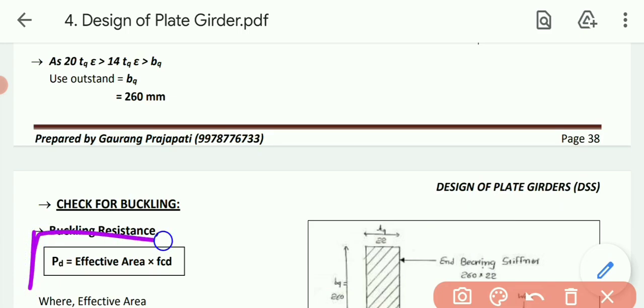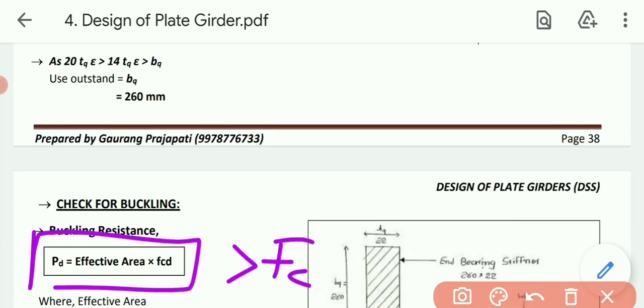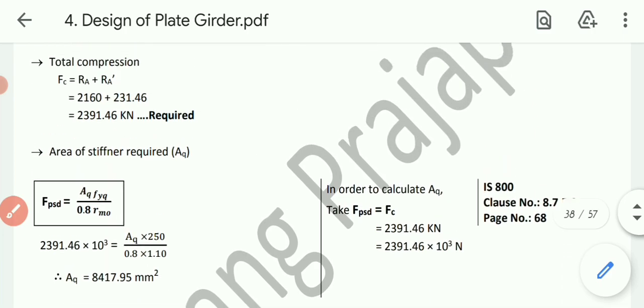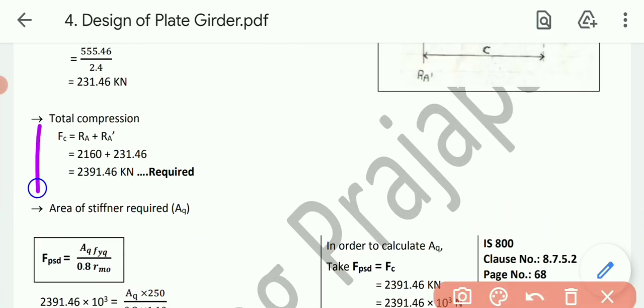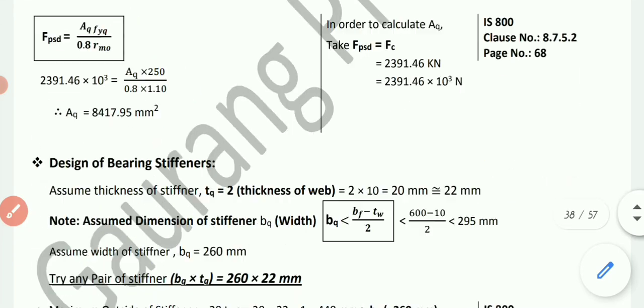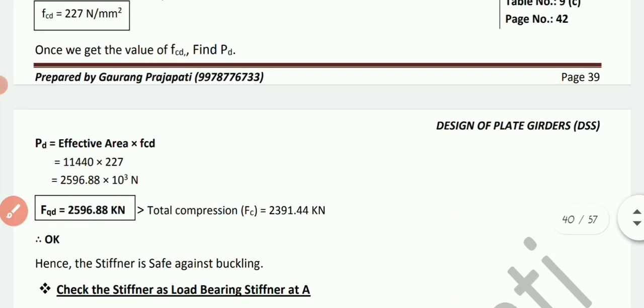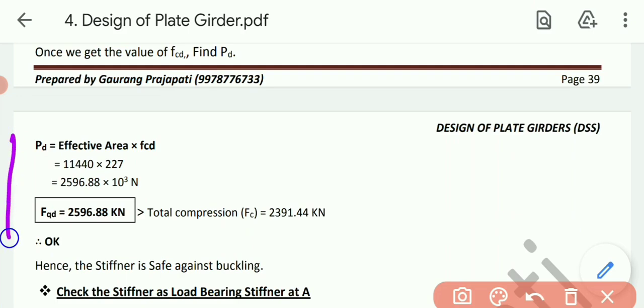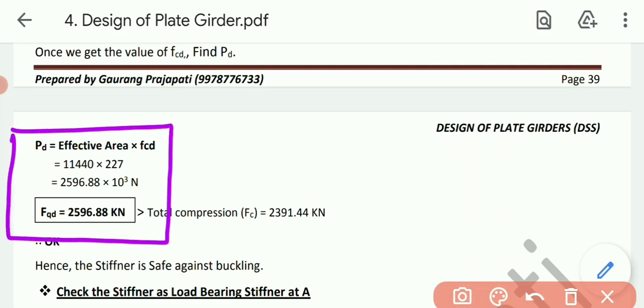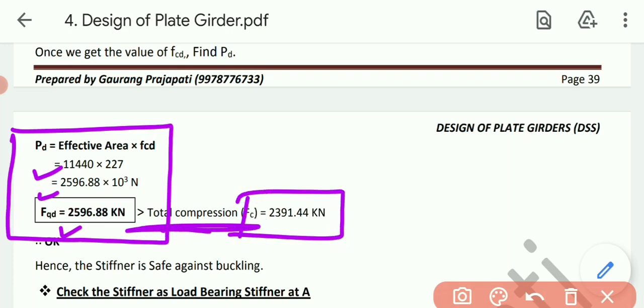and this answer should be greater than our FC, which was our requirement, the total compression force, that was over here, 2391.46. Okay, so let's calculate. PD equals effective area into FCD. Effective area was 11440, FCD 227. So our answer comes 2596.88 into 10 to the power 3 Newton. Let's convert it into kilonewton, 2596.88 kilonewton, and it should be greater than FC, that was 2391.44 kilonewton. And it's okay, our conditions are getting satisfied.